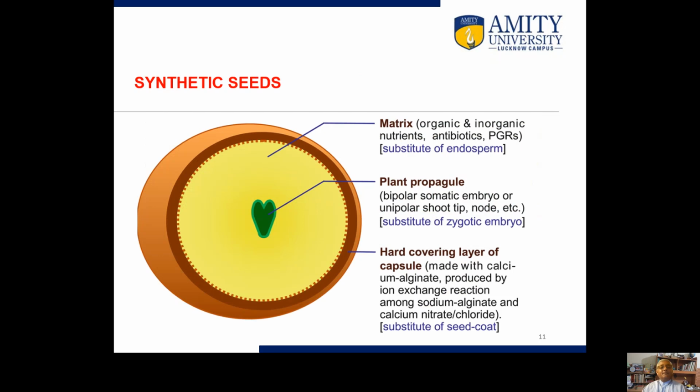So in the synthetic seed, you can see in this picture, just to give you an idea what a synthetic seed is, there is a matrix that is composed of organic and inorganic nutrients, some antibiotics, and plant growth regulators, and it is a substitute for the endosperm of natural seed. Then there is a propagule. It is a bipolar somatic embryo structure, or a unipolar shoot tip or nodes, and that is the substitute for the zygotic embryo. And there is a hard covering outside, made up of calcium alginate produced by ion exchange reactions between sodium alginate and calcium nitrate or chloride. That is the substitute for the seed coat. So this is the simple structure of a synthetic seed. Now you must have got some idea what a synthetic seed is, how it can be developed, and how it is a substitute for natural seed.